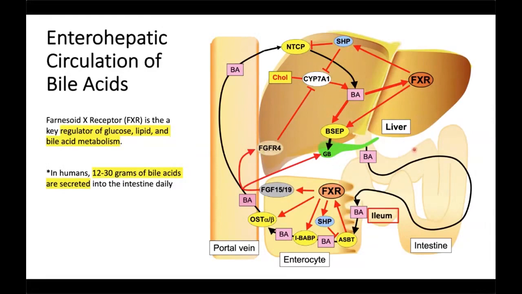But ultimately, we've been able to identify that some of these key signaling pathways can then also be important for regulating key things related to these pathways like glucose and lipid homeostasis. It's important to point out that we're talking about a tremendous amount of material, so about 12 to 30 grams of bile acids are secreted into our intestine daily, particularly after a meal.